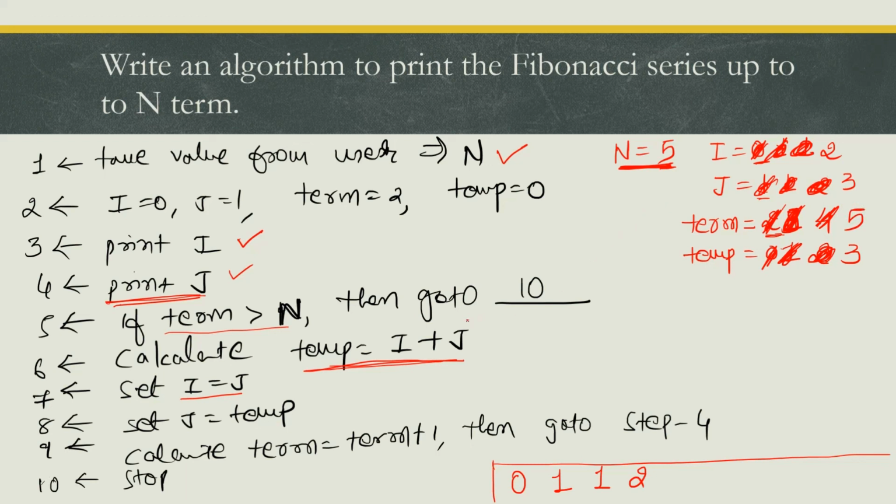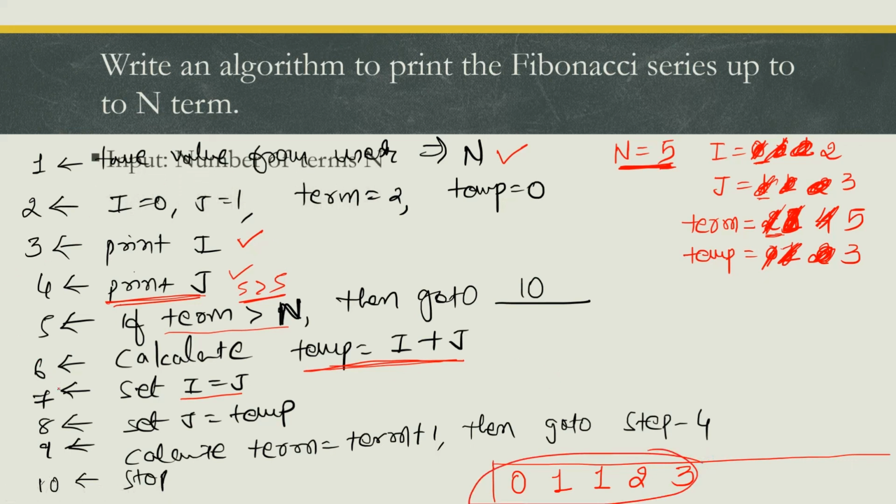What is the step number 4? Print j. What is the value of j? 3. Now you can see what is the value of term? 5. What is the value of n? 5. 5 is greater than 5? No. Then stop here. You can see the 5 terms: 0, 1, 1, 2, 3. I hope you are getting this.